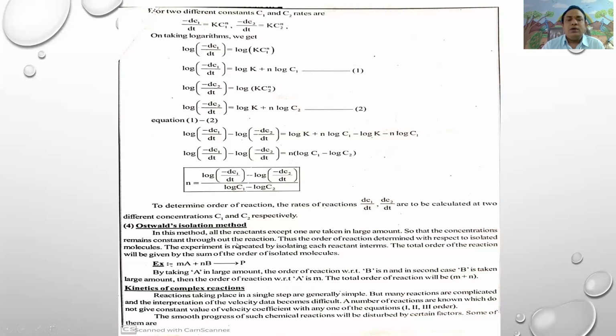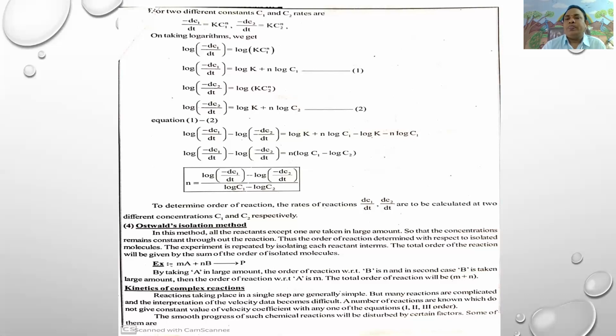Here in this method, all the reactants except one are taken in large amounts so that their concentration remains constant throughout the reaction. Thus, the order of reaction is determined with respect to the isolated molecule. The experiment is repeated by isolating each reactant molecule in turn. The total order of the reaction is given by the sum of the orders of the isolated molecules.